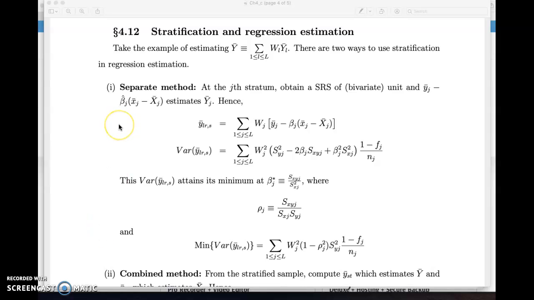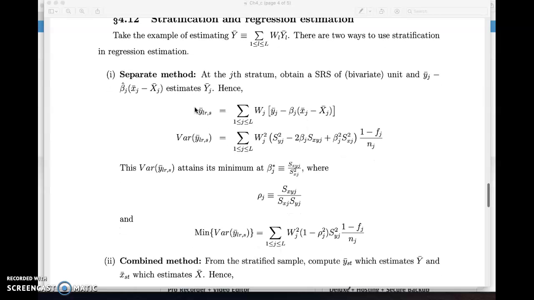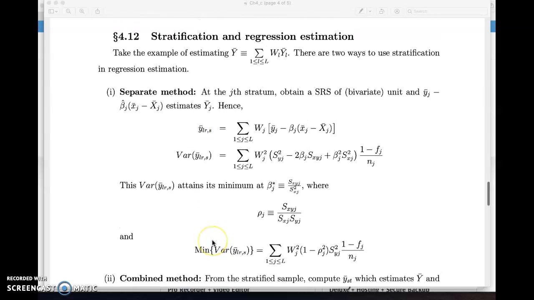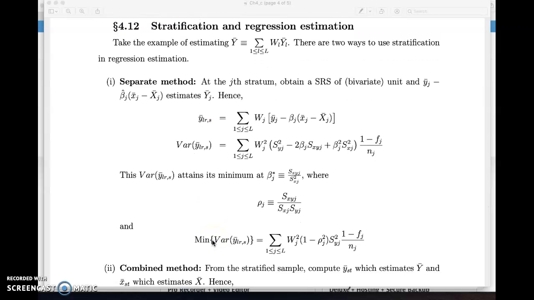So that's why we like to progress into regression estimation, where with the variables x and y, we try to plot a least square regression line, and then we can estimate the y bar for each of the stratum using a linear regression estimator. Similar to the ratio estimation, we would have a separate method and a combined method for stratified random sampling.